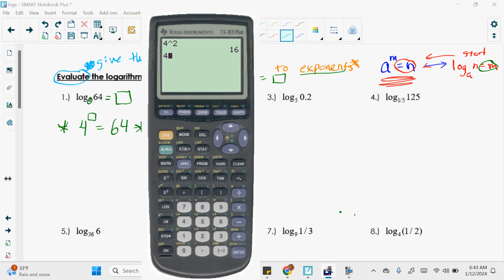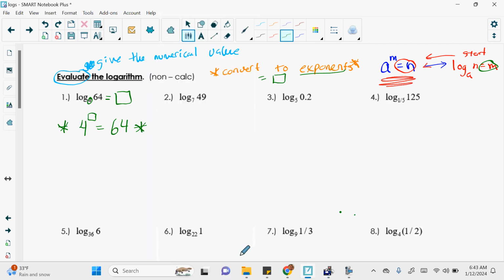All right. So one way that math teachers try to get kids to learn how to evaluate is turn this into an actual equation. So for this next one, log base 7 of 49, we'll put equals box there. You want the equals, all right? So now we're going to convert to an exponent. So we're going to go 7 to the box equals 49. And you're like, all right, 7 to what power equals 49? Well, the box is going to equal 2. 7 to the second power, that's 49.